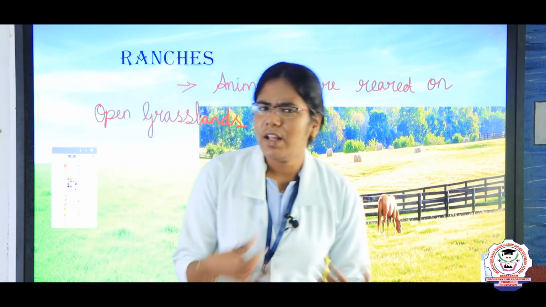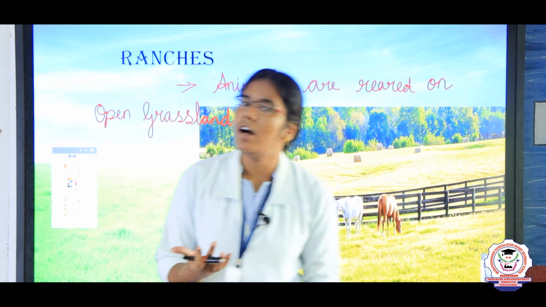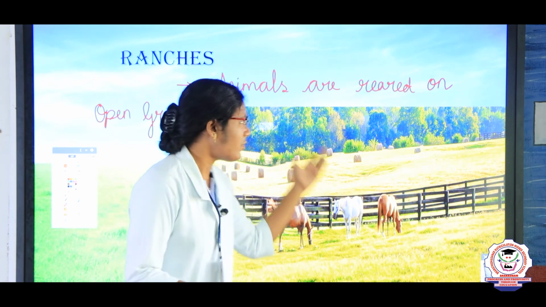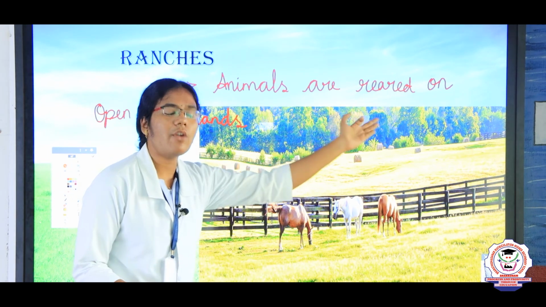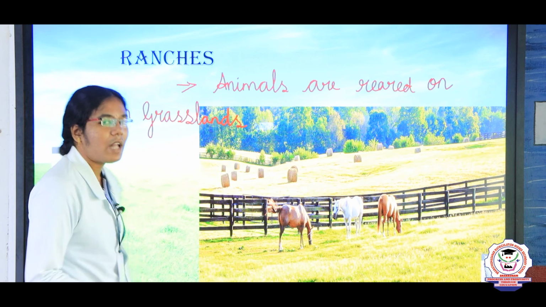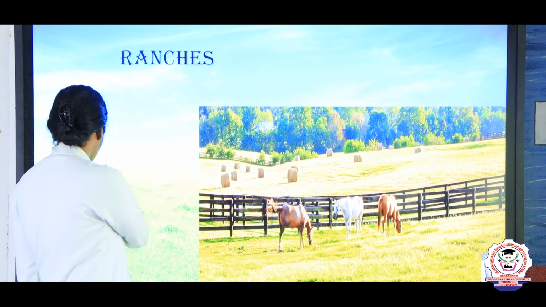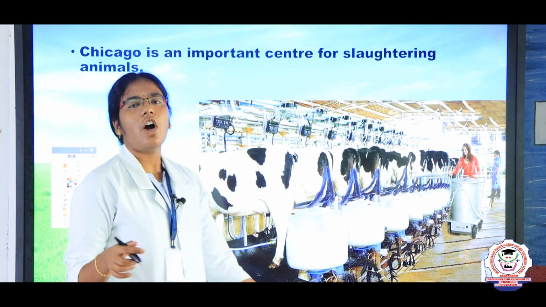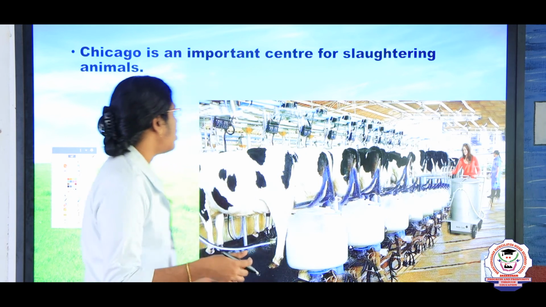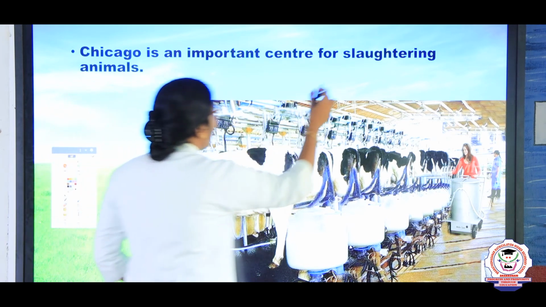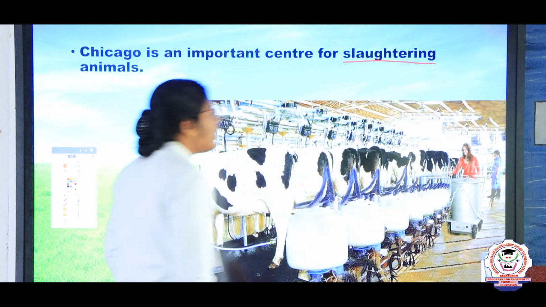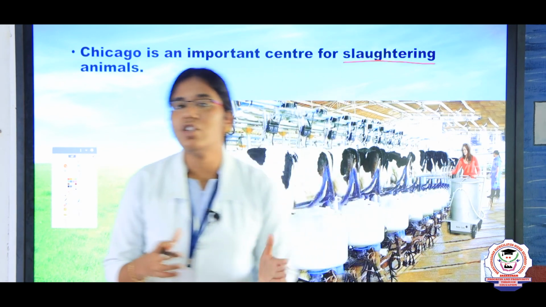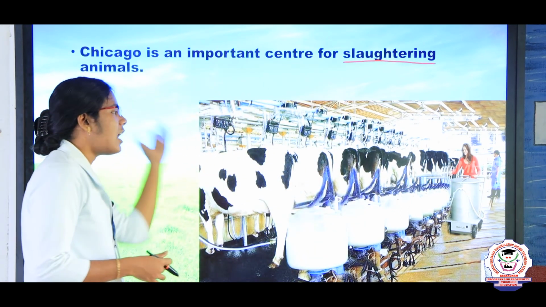They rear animals for their milk products or meat, like butter and ghee. Animals reared on open grasslands are known as ranches. Here, Chicago is an important slaughtering place. What is slaughtering? Slaughtering means killing animals for meat. Chicago is a major place for slaughtering animals.